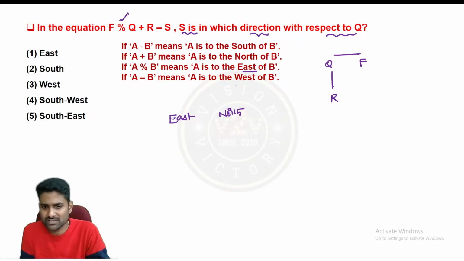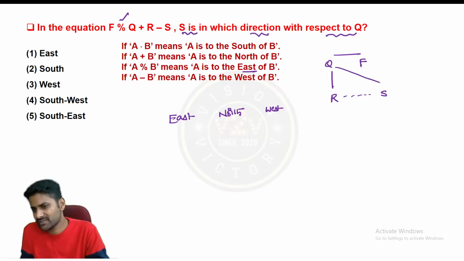R minus S. What is minus? R is the west of S. Now the question: in which direction is S with respect to Q?